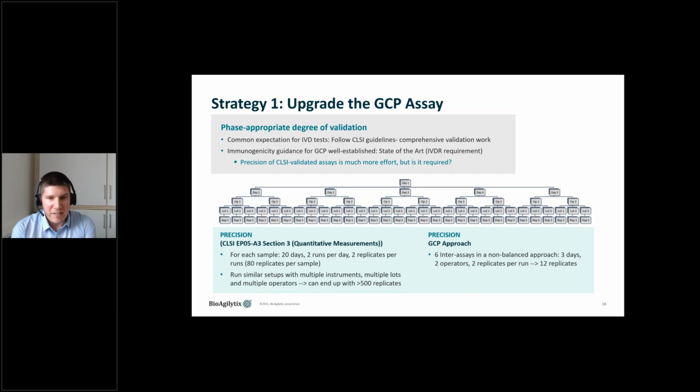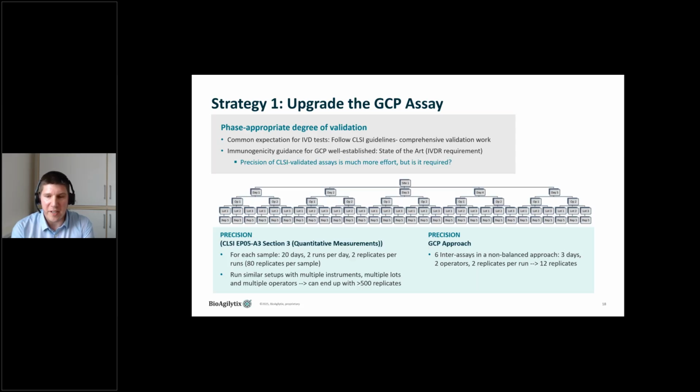On the other hand, if you look at the precision requirements in the GCP world, it is acceptable to have 6 inter-assays in a non-balanced design, 3 days, 2 operators, 2 replicates per run. So you're ending up with 12 replicates. And we were asking ourselves, how are we handling this? Do we go the CLSI way? Do we go the GCP way? Or will we pick something in between?